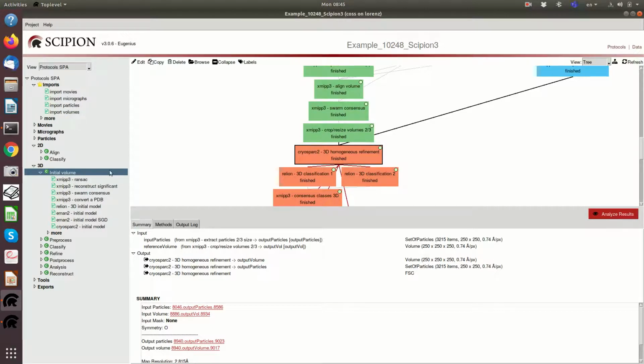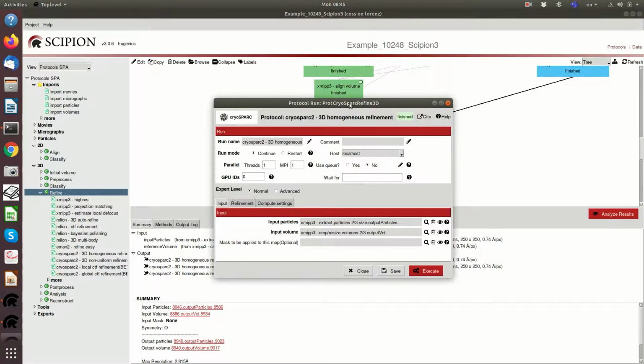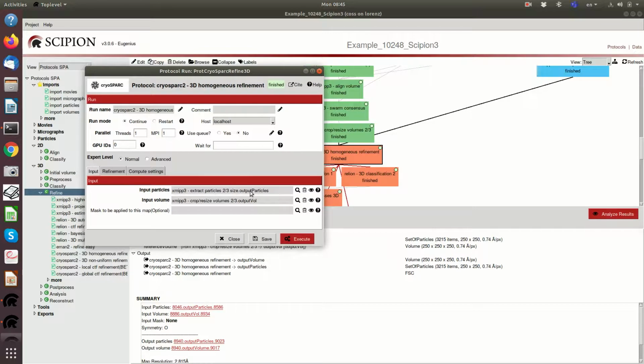So this is done in this refinement tab or menu. We have refinement from XMIPP, from Relion, from CryoSPARC, from EMAN. I have used the one from CryoSPARC. It is very fast. And in this one, the main parameters are the input particles, which is the set of particles, the volume, and then the symmetry. But otherwise, all the remaining parameters normally you don't have to touch.